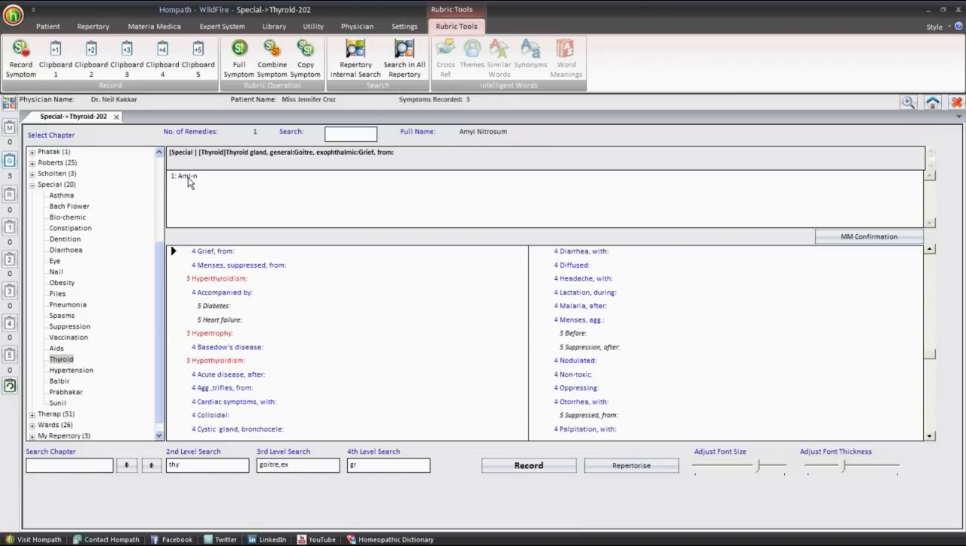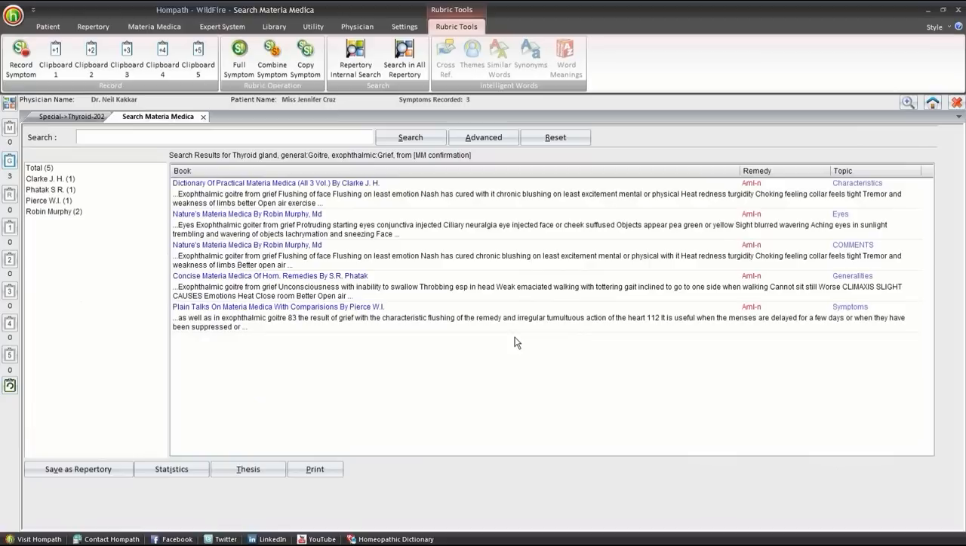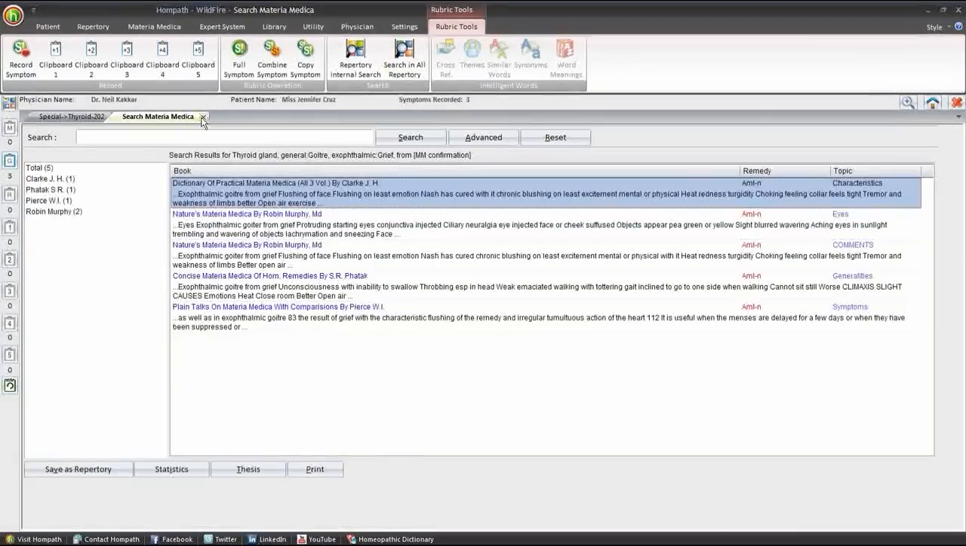See the rubric: thyroid gland, general, goiter, exophthalmic, grief, from. And the confirmation of the same is found in Materia Medica, which probably we will not consider if we do not refer Hompath.